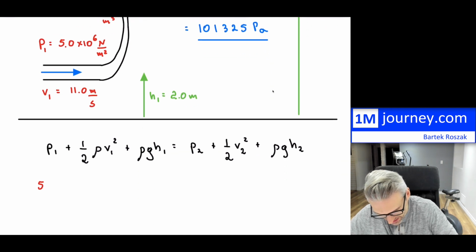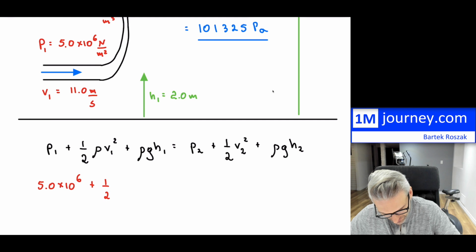So this is basically now just math and substituting this in. So I'm going to drop the units. I'm going to have 1/2. This is the density that I have in here.